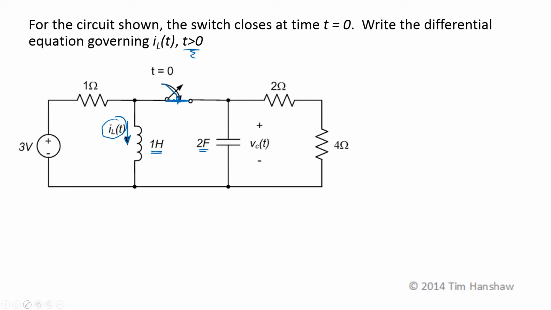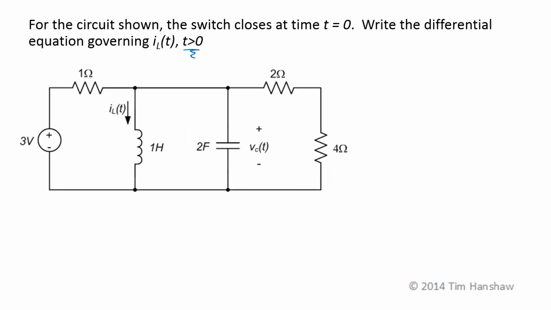Since we're interested in the differential equation for t greater than 0, the first thing I'll do is display the circuit with the switch in the appropriate position. Now I'm going to be interested in currents through inductors and voltages across capacitors, so I'm going to use those as my primary variables. I've already got those defined in this circuit here, so the next thing I want to do is write my voltage current characteristics for the inductor and the capacitor directly on the circuit diagram.